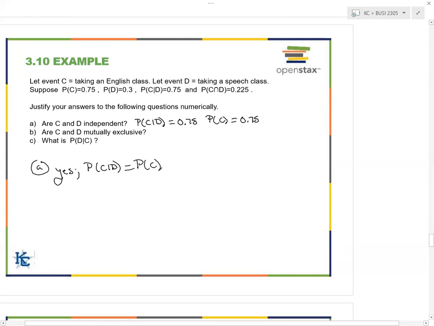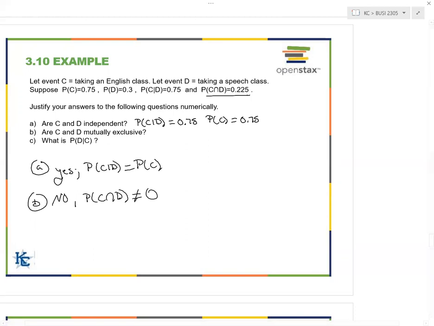Okay. Are C and D mutually exclusive? So remember, for mutually exclusive, that means they cannot share anything, which means the intersection has to be 0. We would then be able to say clearly, because this is our intersection, that the answer is no, because the probability of C intersect D does not equal 0.